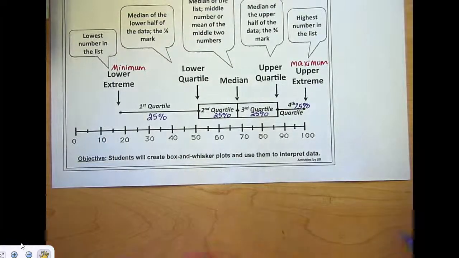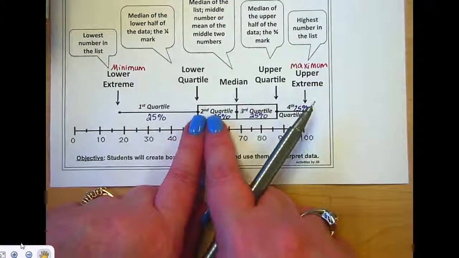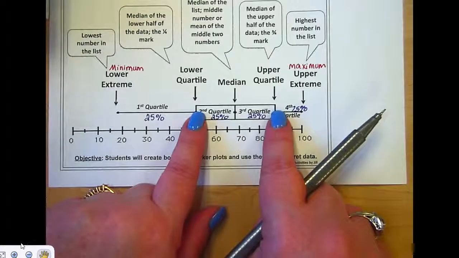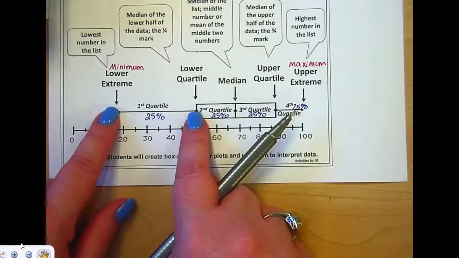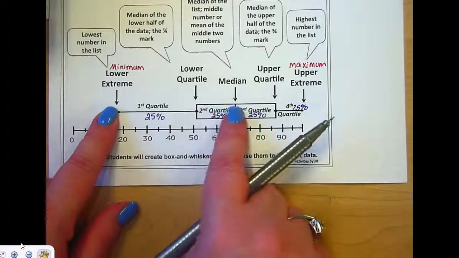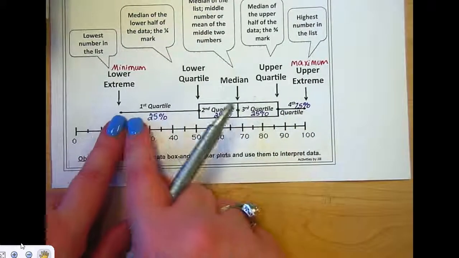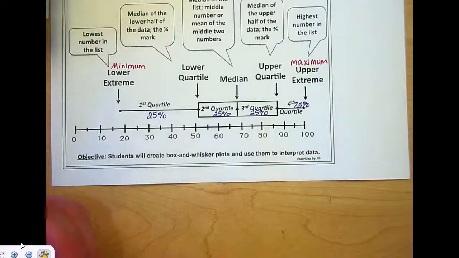Each one is worth 25%. So it could ask you about the middle 50%. If a question asked you about the middle 50%, we would be talking about these numbers here. If they asked you about the lower 50%, you would add these two together. If we talked about 100%, we would be talking about the whole entire box and whisker plot. Do you see how that works?